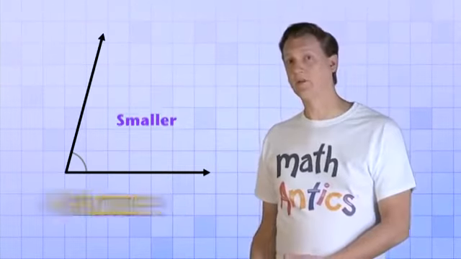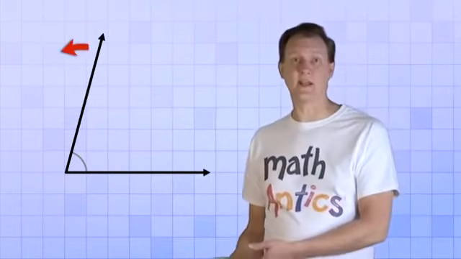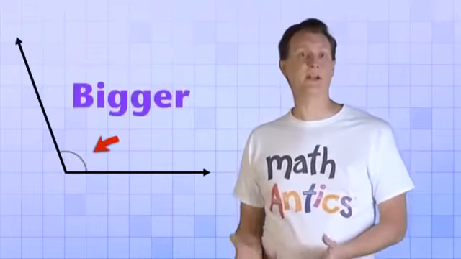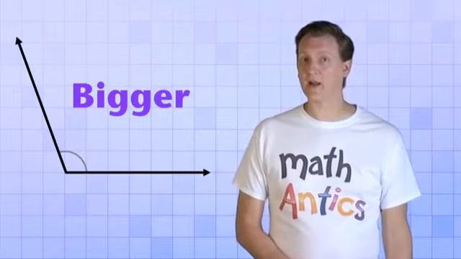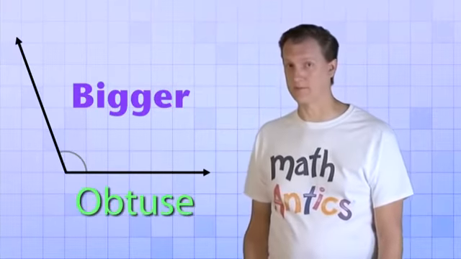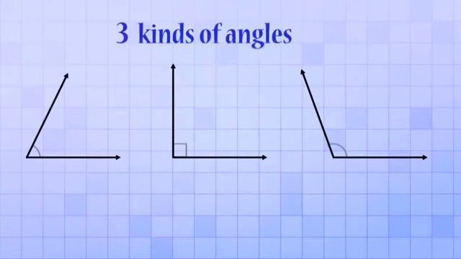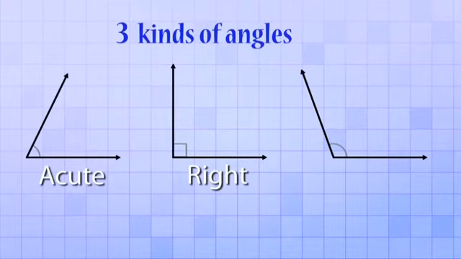On the other hand, if we rotated our ray to the left instead of the right, we would get an angle that's bigger or greater than a right angle. Angles that are greater than right angles are called obtuse angles. So there are three main kinds of angles that you need to know about: right angles, acute angles, and obtuse angles. Well, actually, there's one more type of angle that's pretty important, but it's kind of a strange one.